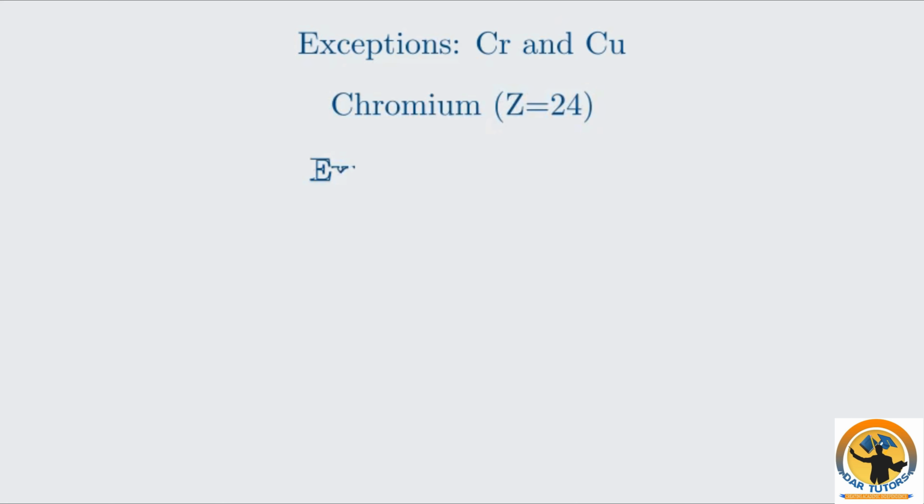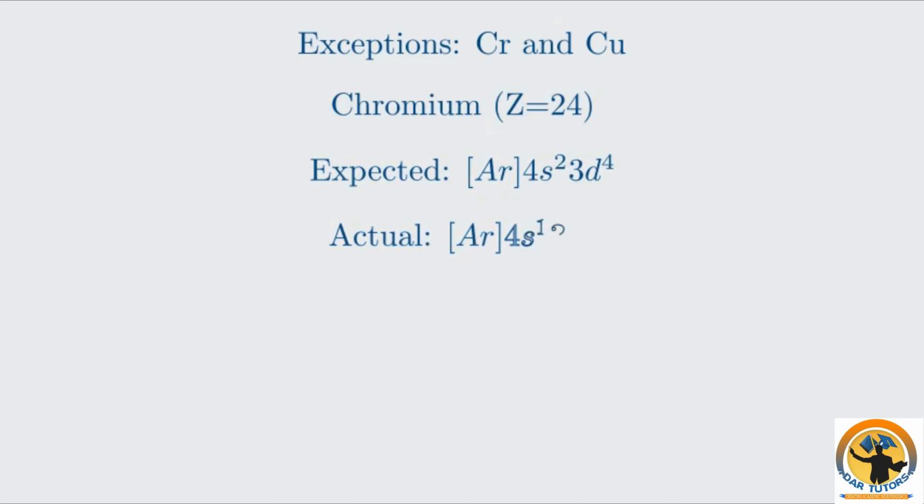Chromium with 24 electrons might be expected to be [Ar] 4s², 3d⁴. However, to achieve a more stable half-filled 3d sublevel, 1 electron is promoted from the 4s to the 3d, giving it the configuration [Ar] 4s¹, 3d⁵.